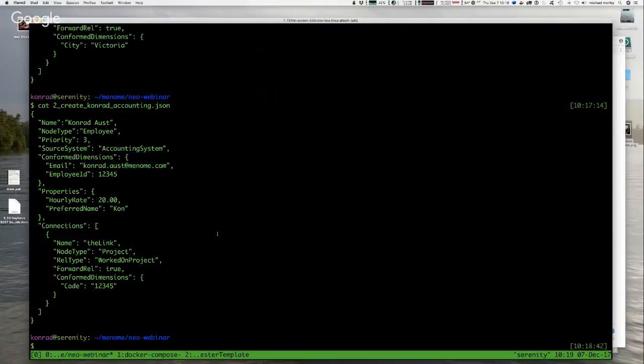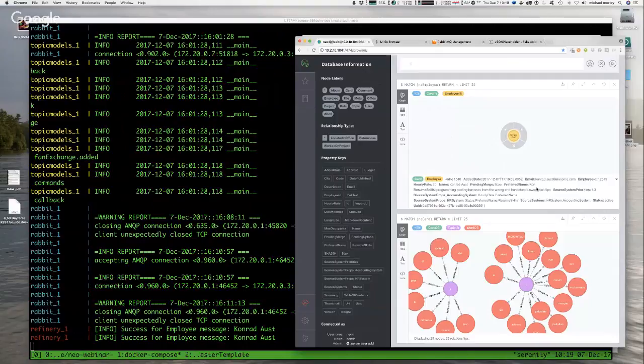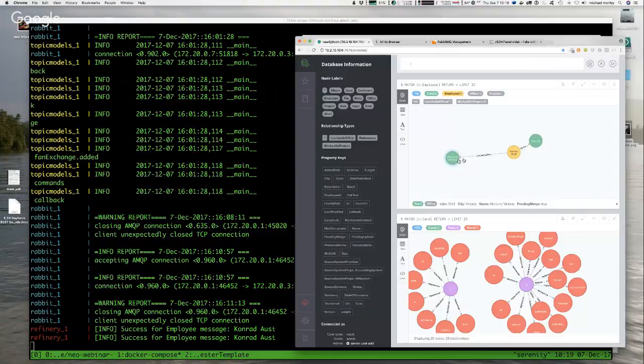See that we have success for our employee message once again. Go into the graph, rerun the query. And our accounting system was higher priority than our HR system. So now my preferred name is Con. And we still have our relationship. But now we have a new relationship because our accounting system has tracked that I have worked on a project called The Link, which is now also pending merge.